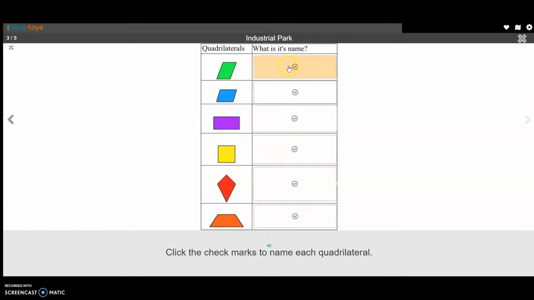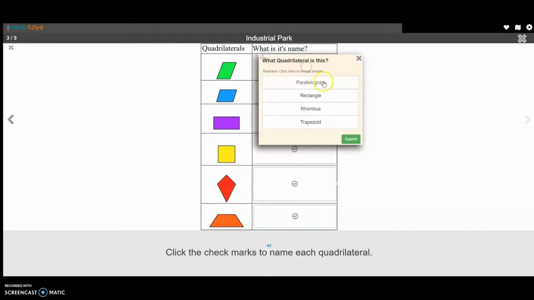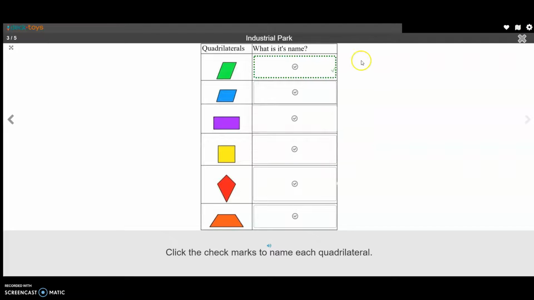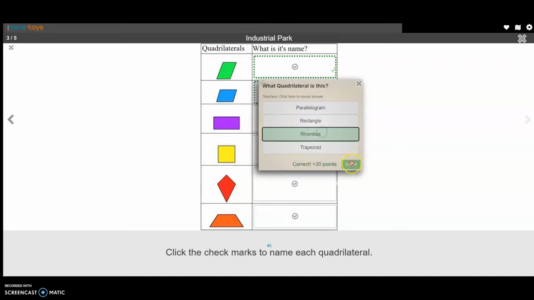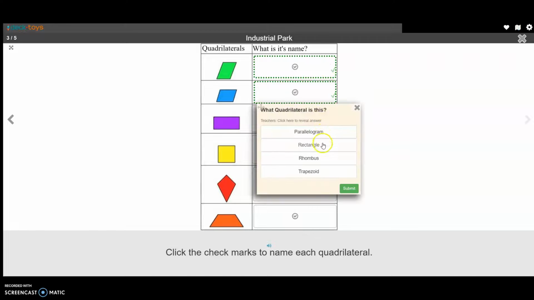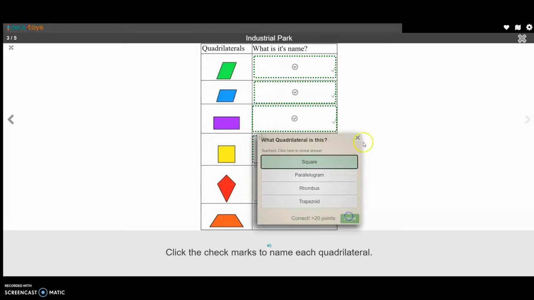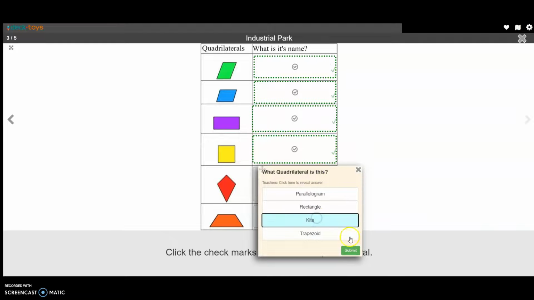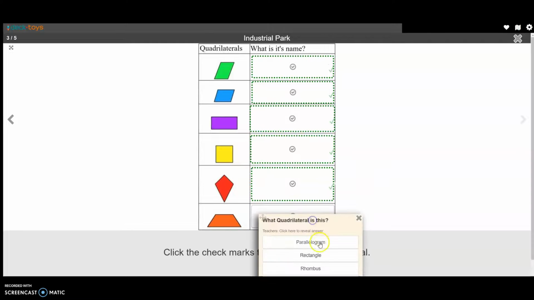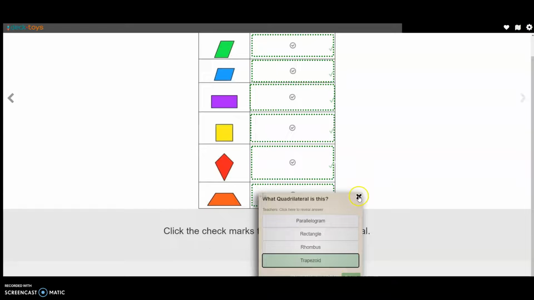This one, you also have to answer all of them. This is a multiple choice. It's what is the name? So this is a parallelogram. This one is a rhombus. This one is a rectangle. This one is a square. This one is a kite. And the last one is a trapezoid.